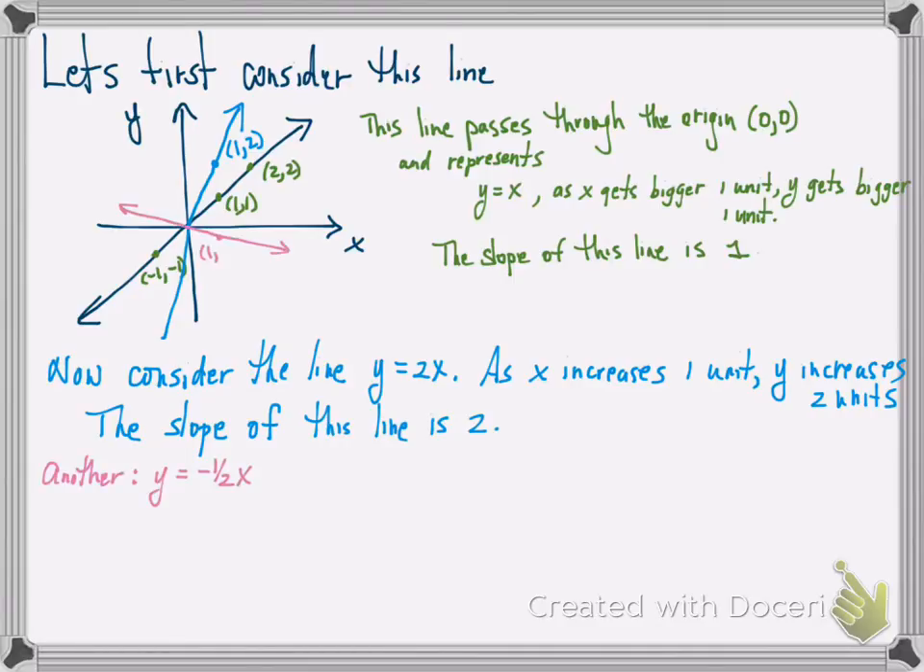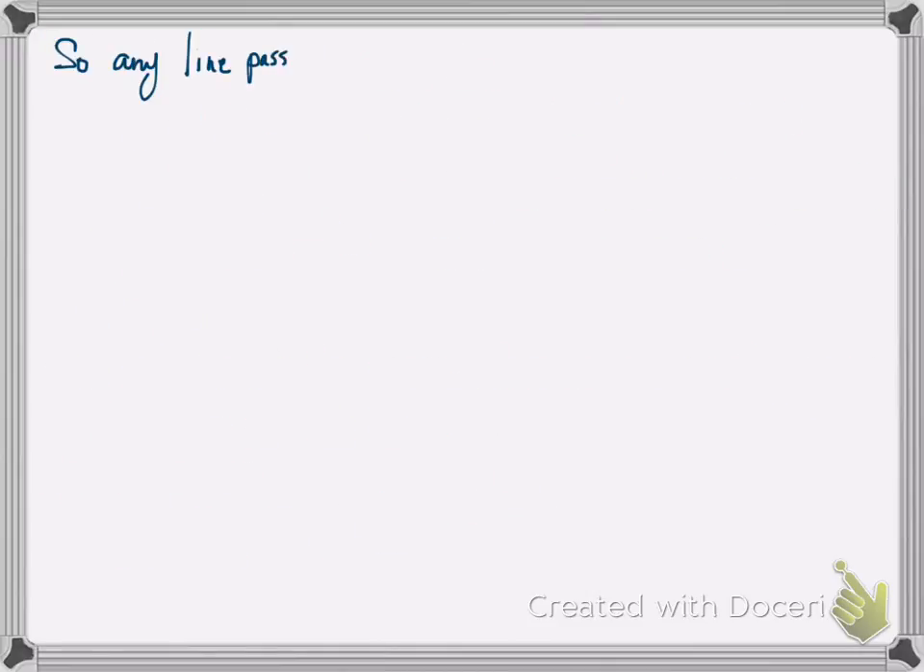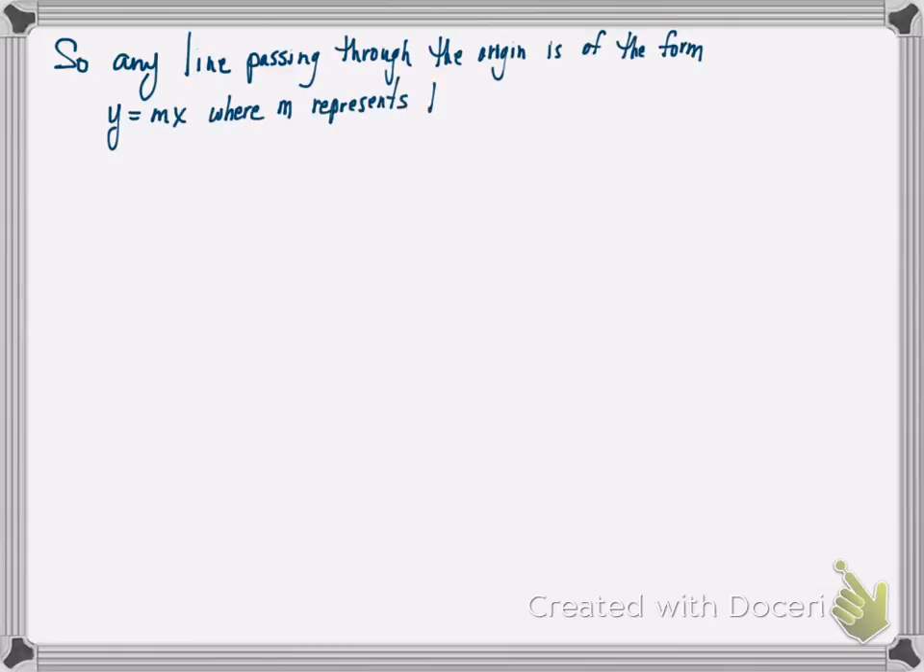All right, now let's look at another one. Let's look at the line y equals negative 1/2 x. See, all these lines are passing through the origin. This one is falling down. As x increases by 1 unit, y decreases by 1/2. The slope of this line is negative 1/2. Easy enough. All right, so any line that passes through the origin has the form y equals mx, where m represents the slope of that line.